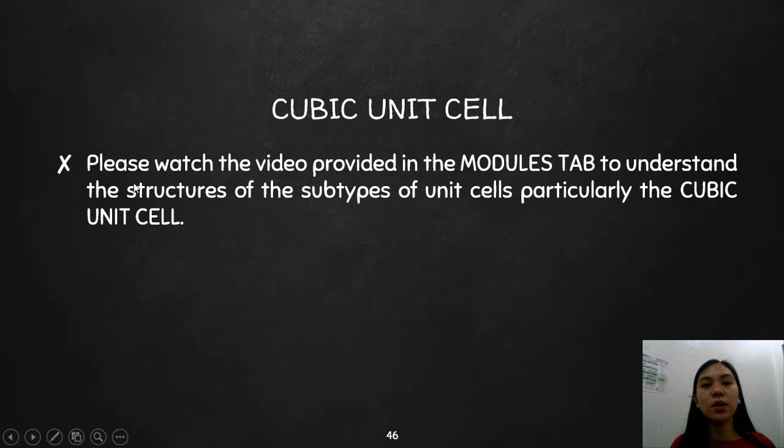So it says here, please watch the video provided in the modules tab to understand the structures of the subtypes of unit cells, particularly the cubic unit cell. I will be posting a video in your modules tab in Canvas para po mas ma-imagine nyo siya how it actually looks like. Kasi medyo doon gumagalaw-galaw yung image. So, it's better na makita nyo siya visually, yung paggalaw-galaw, para you get to understand these subtypes better.